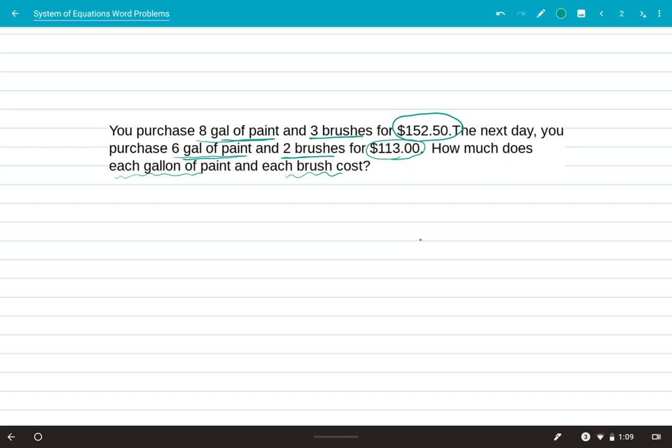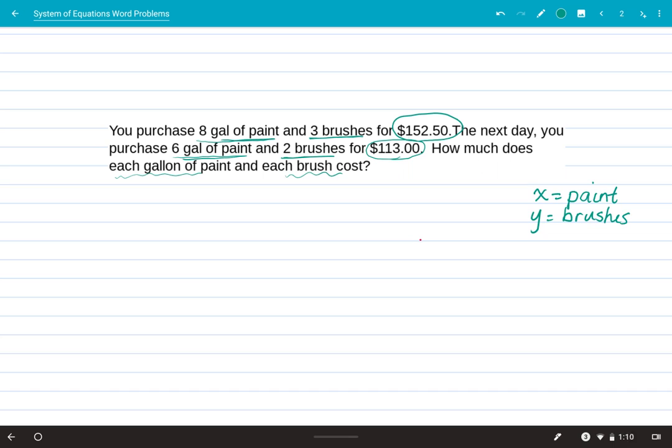So because paint is first in our sentence, we're just going to make x equal paint. You can also do it as P, whatever works for you. I know a lot of you get confused if we change to different letters. Just keep it easy for yourself, okay? And y is going to be brushes.